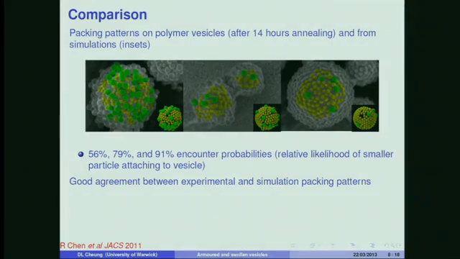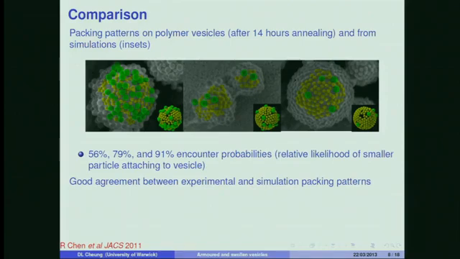And so this is what we see in simulation compared to what's found in the experiment. These are experimental TEM images, and these are simulation snapshots. And these are for different, what we call encounter probability. Essentially, that's the probability of trying to insert a small particle. So here the probability of trying to insert a small particle is the same as trying to insert a large particle. Here it's about 9 times more often we try to put in a small particle.